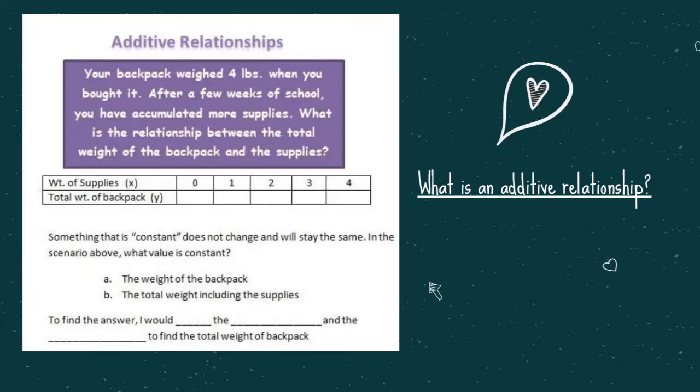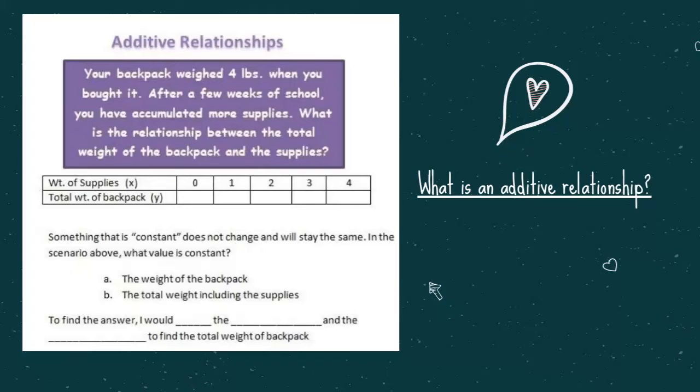So our first example, an additive relationship. And this should be a review from the beginning of 6th grade when you did learn this. And 4th and 5th grade, these are kind of input-output tables. So our backpack weighed 4 pounds when I first bought it. After a few weeks, you have accumulated more supplies. What is the relationship between the total weight of the backpack and the supplies?